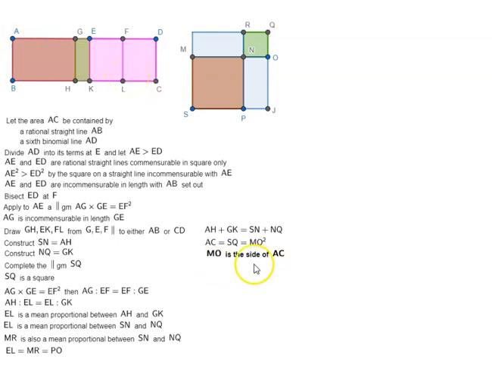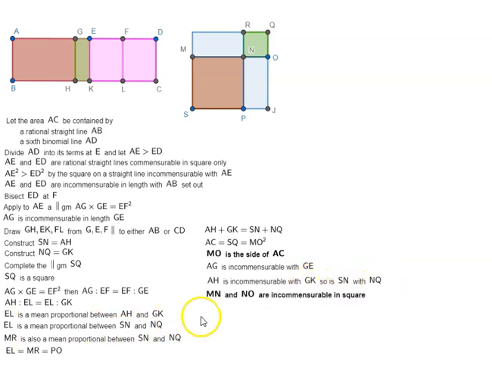Okay, now let's proceed. We have proved that MO is the side of AC. AG is incommensurable with GE. That means AH is incommensurable with GK because AH is the figure on AG and GK is the figure on GE. And since AH is equal to Sn and GK is equal to NQ, AH is incommensurable with GK, so is Sn with NQ, which means MN and NO are incommensurable in square because Sn is equal to MN square and NQ is equal to NO square. So we have proved that MN and NO are incommensurable in square.